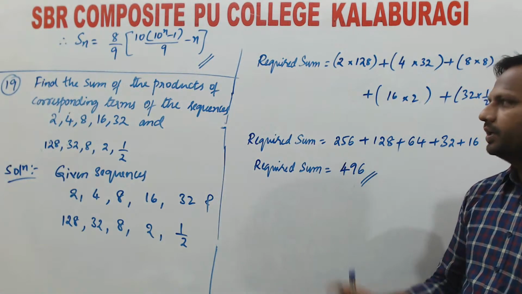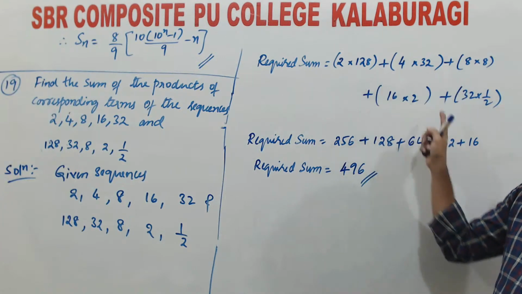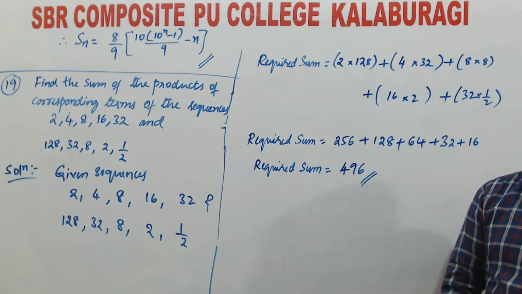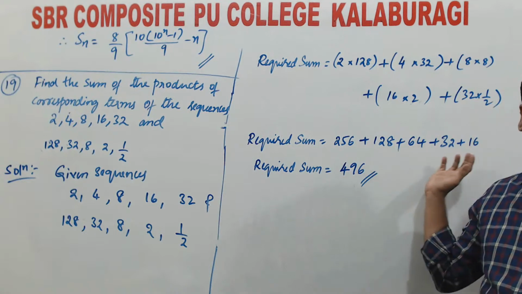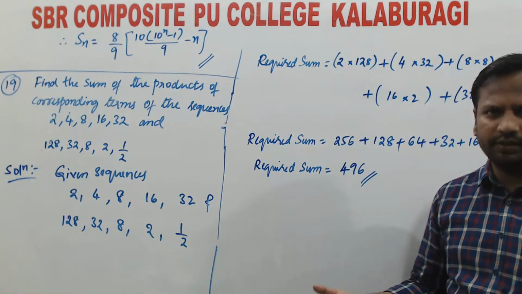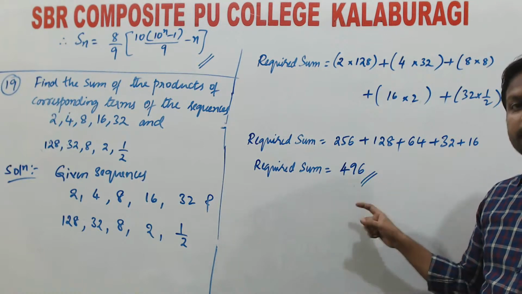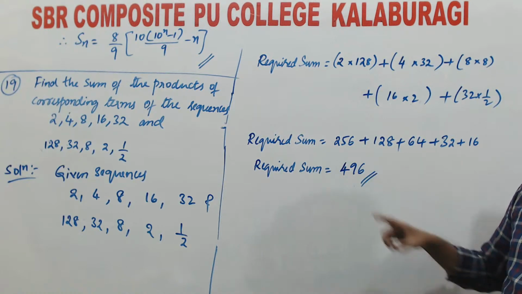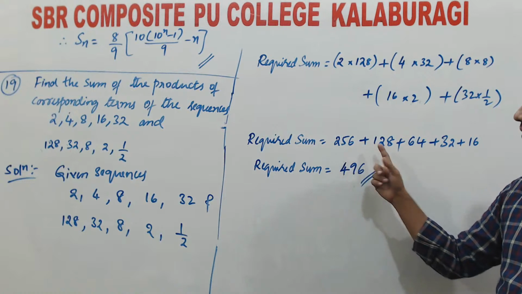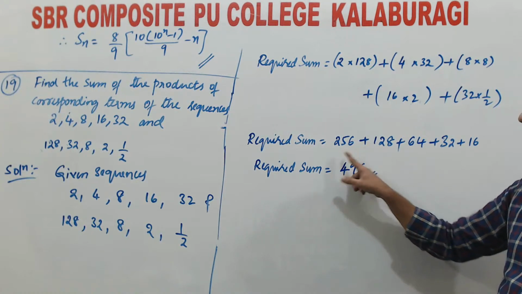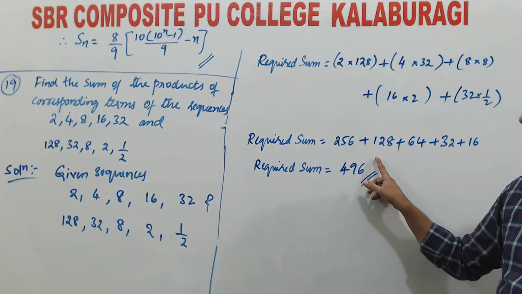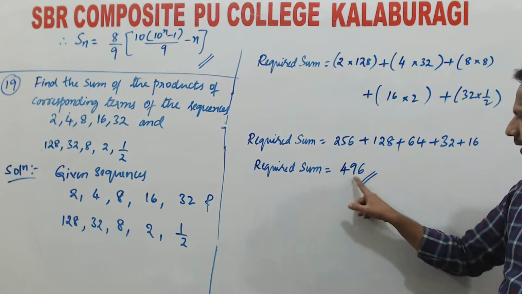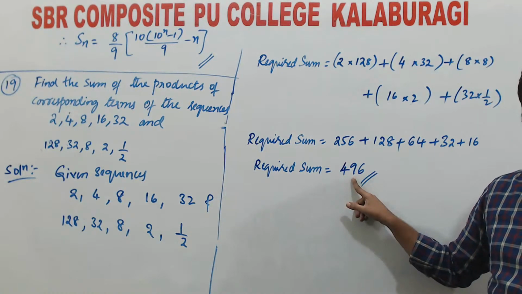Students, since the terms are only 5, I have added directly. If we have more than 5 or 6 terms, if we have a larger number of terms, you can use the formula, right? If you have only 5, you can add directly, or else you can use the Sn formula for this series also. Since it is a GP series, the common ratio is r equal to 1 by 2, and n is equal to 5. If you use the Sn formula, you will get the same answer here.